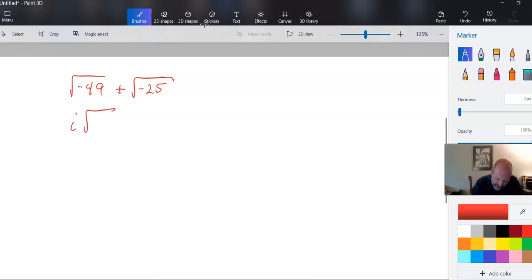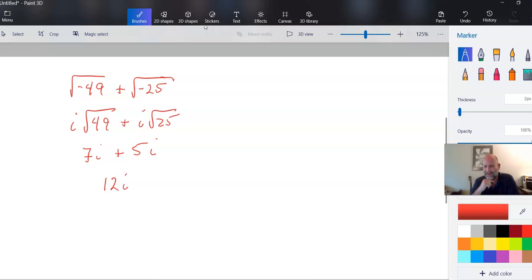That gives me i times the square root of 49 plus i times the square root of 25. And so that means this is 7i plus 5i. And they're like terms, right? They're like radicals. They both have an i, so we can add them together. That gives me 12i. Right? And that's the simplification. And that is also in the standard form.